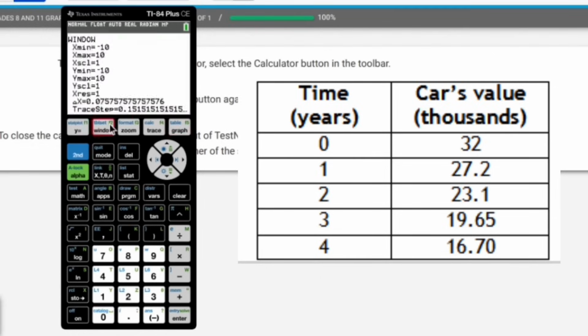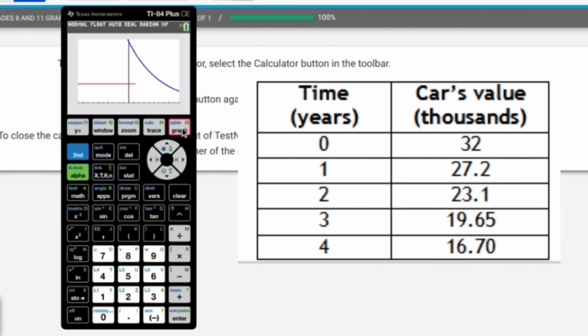So if I wanted to see something, maybe I'll change my window to the Y max. What was it, a $32,000 car? So let's bump it up to 33,000. Okay, hit graph. And we can see that the value of the car starts out way up here, and then over time, after your year, here it is, and after 2 years, there it is. That red line represents when the value of my car is going to be $10,000.